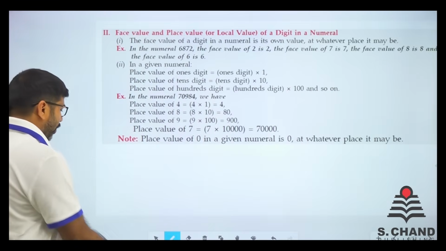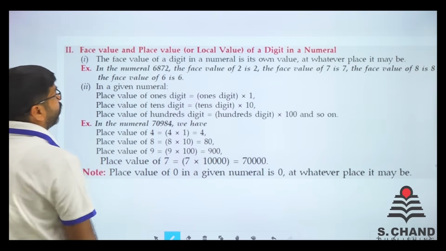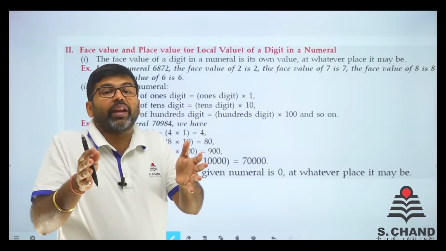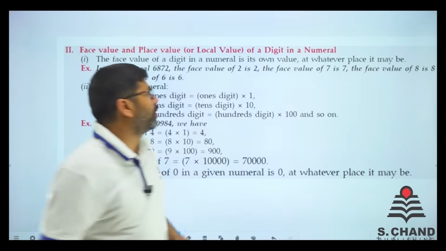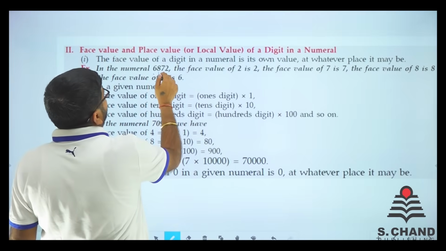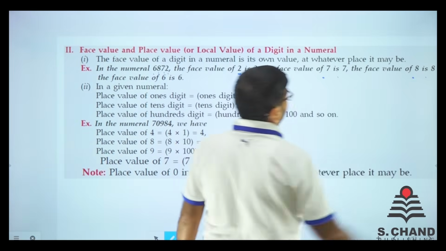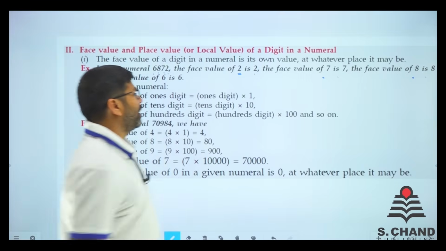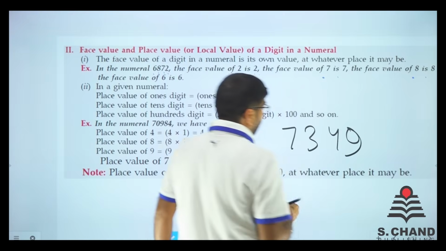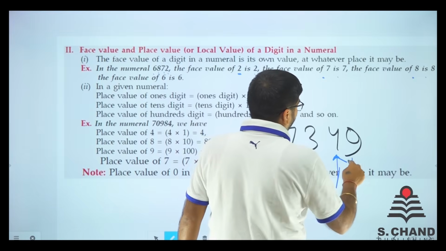Now this is what you call place value and face value. What is that? The face value of a digit in a numeral is its own value. Face value is what exactly it looks like, at whatever place it may be. So in the numeral 6872, the face value of 2 is 2, of 7 is 7, and of 8 is 8, whatever it looks like. Say for example 7349: the face value of 7 is 7, of 3 is 3, of 4 is 4, and of 9 is 9.